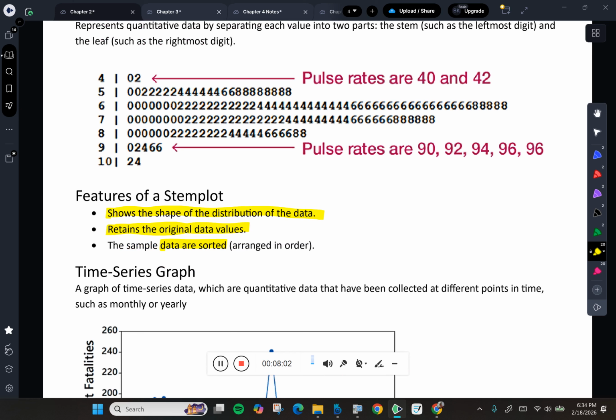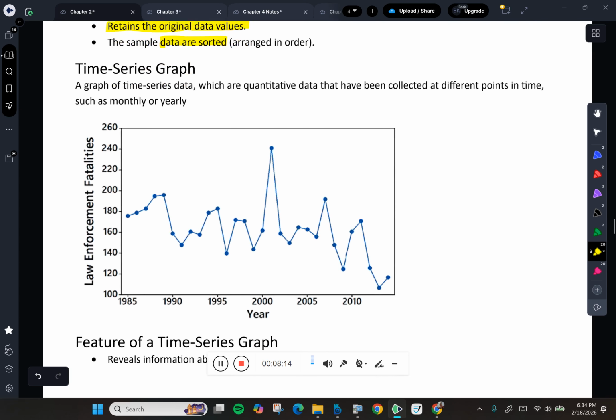Remember, none of this is about this being the right way or the best way. There are just different ways to display the data. It just depends on what information you want the user to have. Another way to represent the data is to use time series graphs. Now, time series graphs are used when you have time series data. Well, what's time series data?